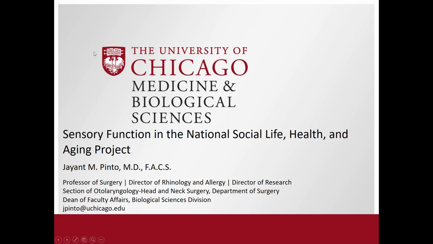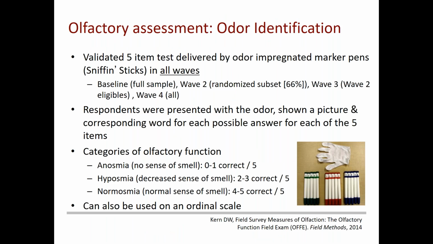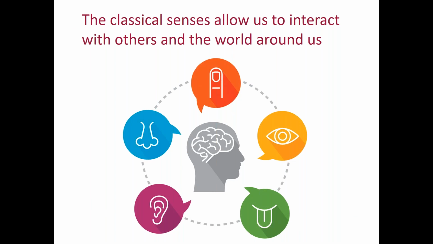I'm going to talk today, as you mentioned, about sensory function in this project, a topic near and dear to my heart. So the classical senses allow us to interact with others and the world around us. And as Linda mentioned, the whole idea of this project is to capture how the social world affects health and how people function in life. And so we are unique in a lot of cohort studies in that we have measured sensory function in older adults, and we have measured all 5 of the senses, allowing us to capture a lot of information about not only how those senses decline with age, but also how they interact with health and social conditions.